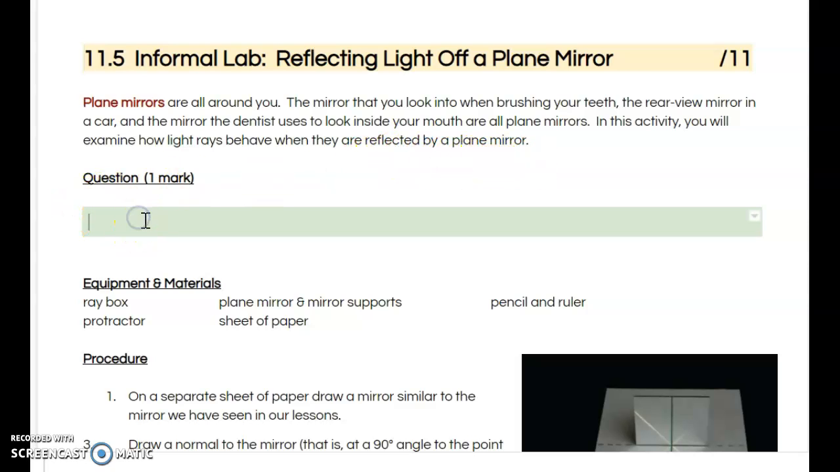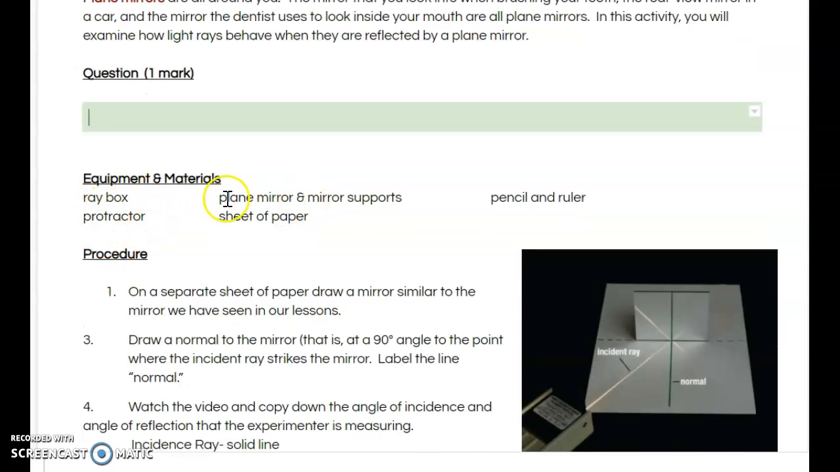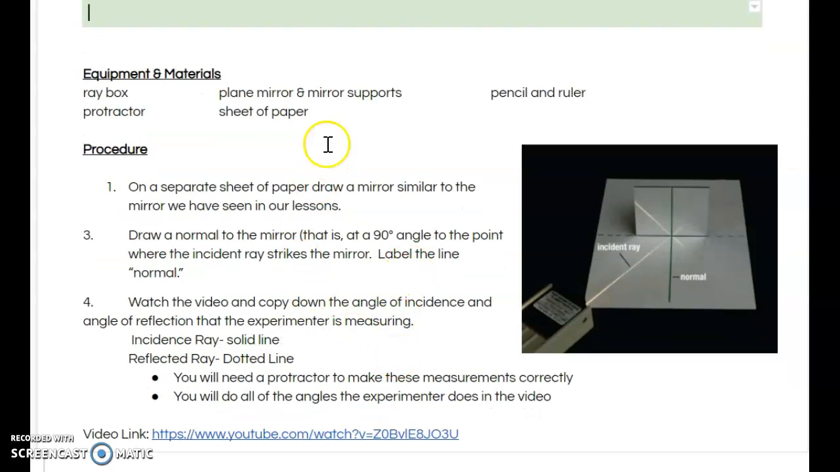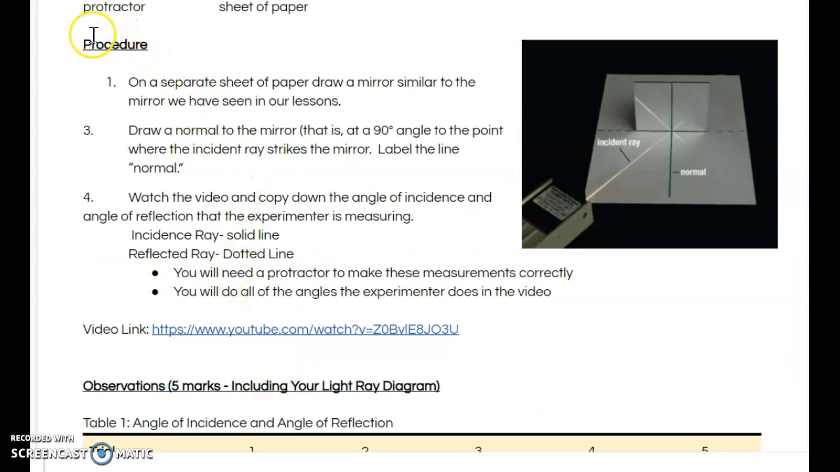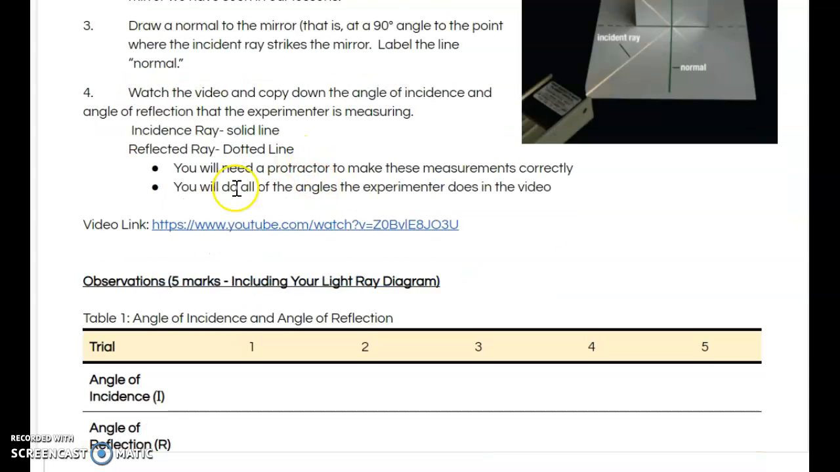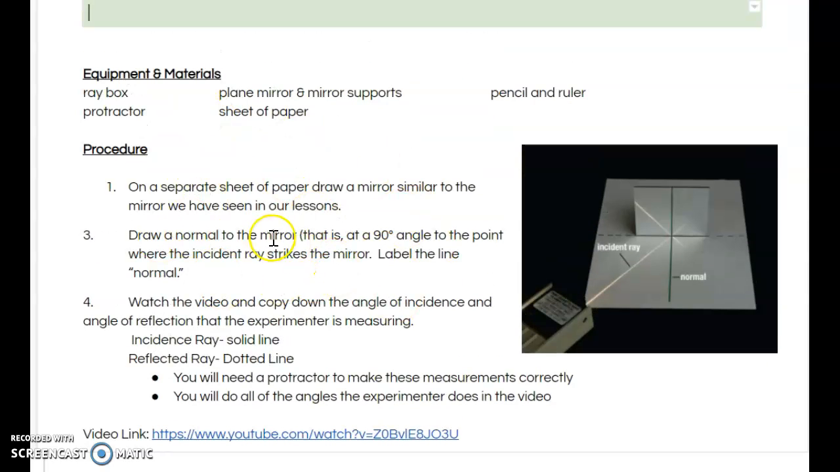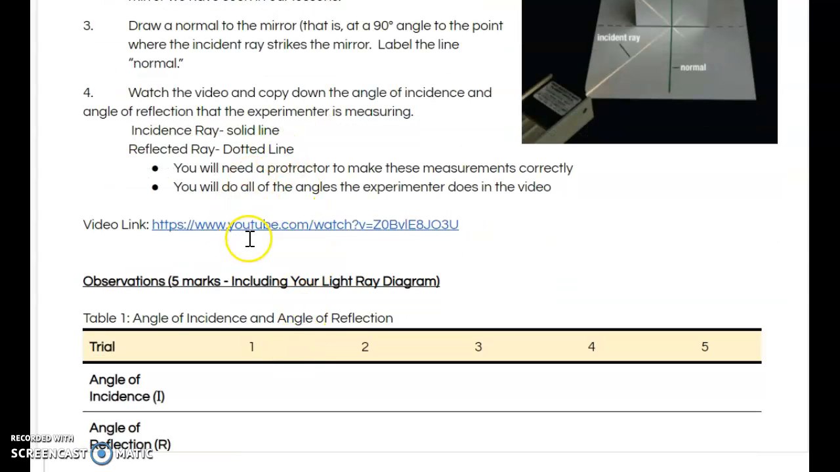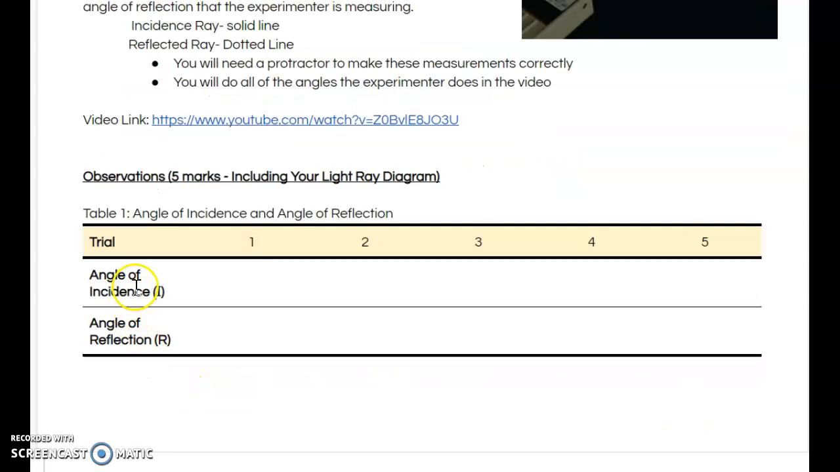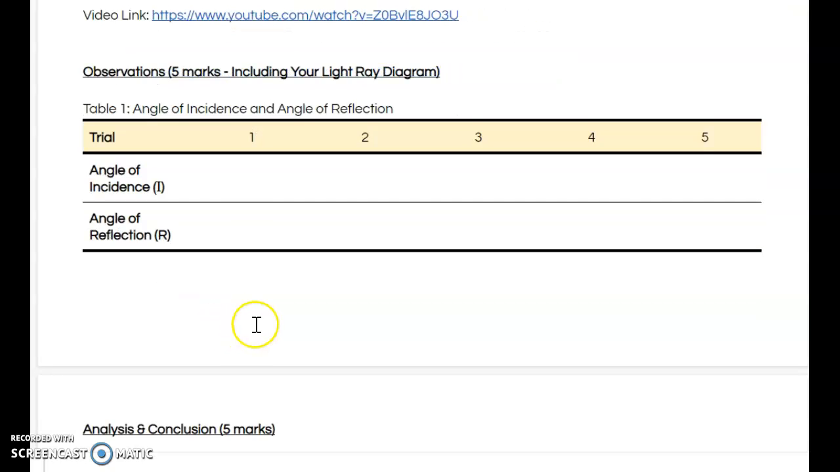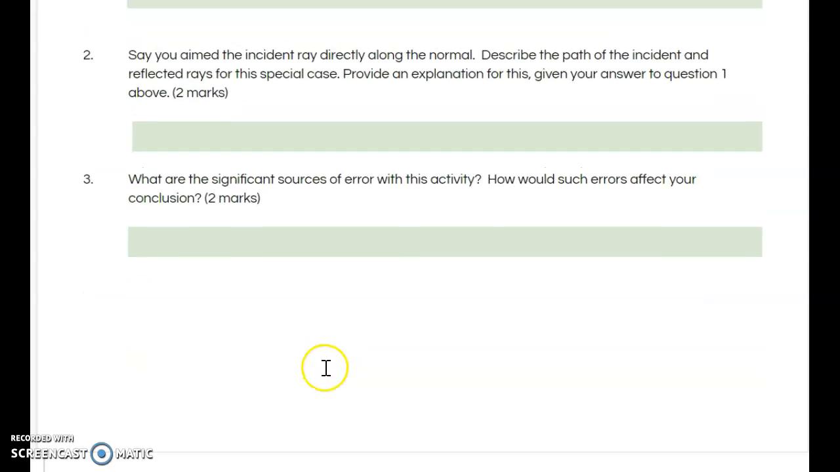I want you to come up with a question for this experiment. You don't need any of this equipment; it's already provided for you in the video. Read through the procedure, get familiar with it, and then watch the video. I will discuss this in more detail during lessons, but while you're watching the video, write down the angles of both the angle of incidence and the angle of reflection. Again, we'll talk about that. Once you write all those down, you're going to answer these 3 questions.